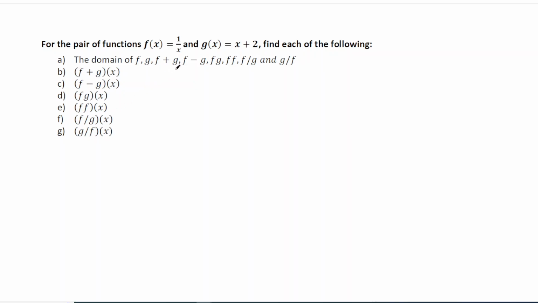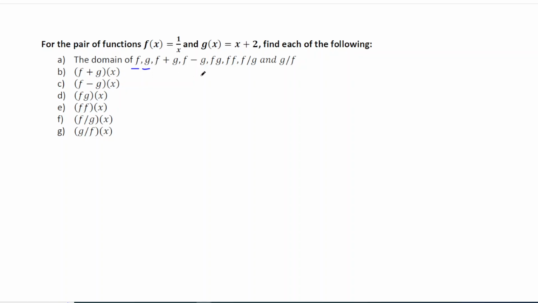So I chose this one specifically because it has an x in a denominator, and just to look at how that's going to affect our different domains. So what we're going to do is we're going to do the first part of A, so we're going to find the domain of f of x and g of x, and then we'll jump between B and A and C and A and so on. So we find the domains as we go.